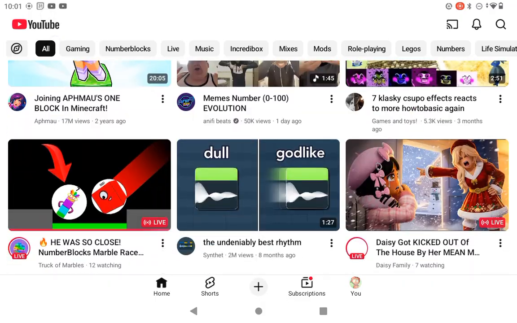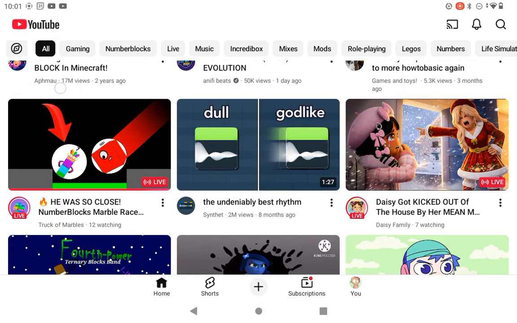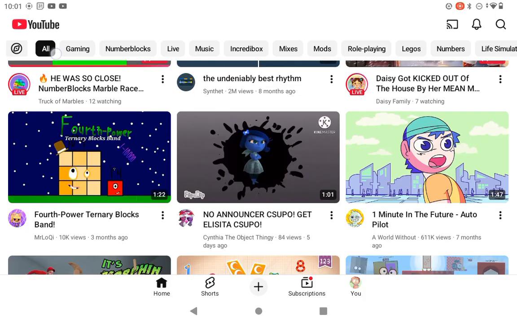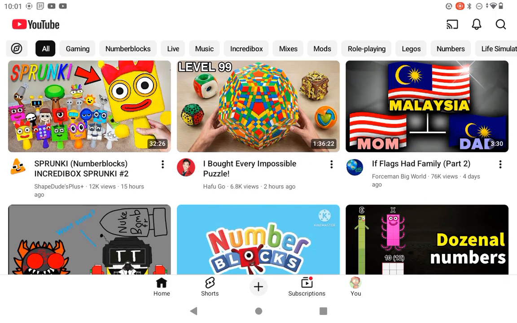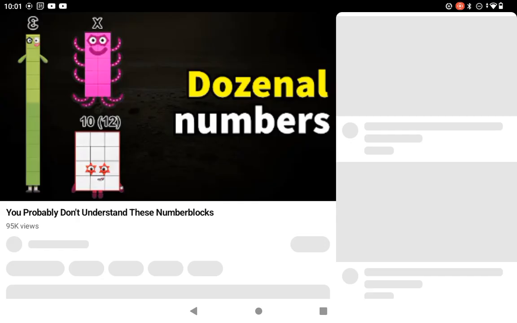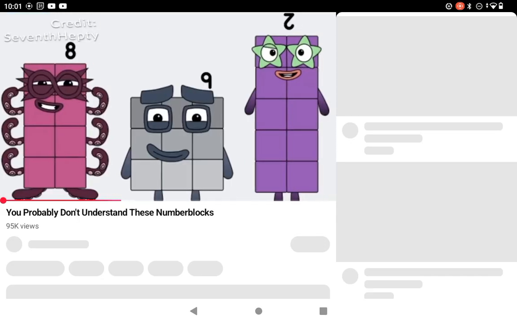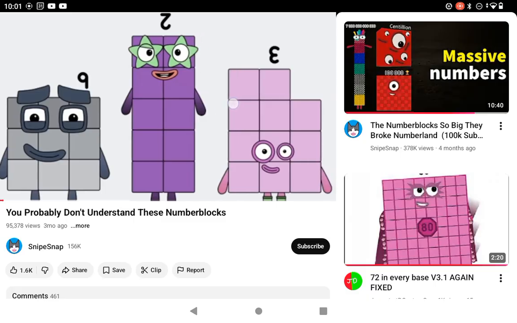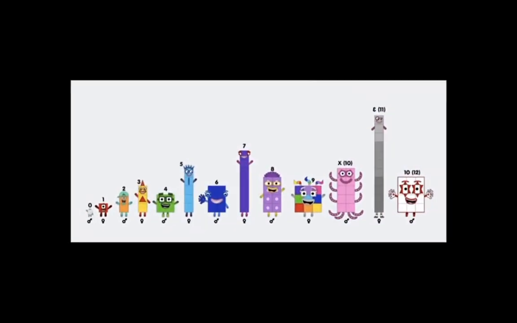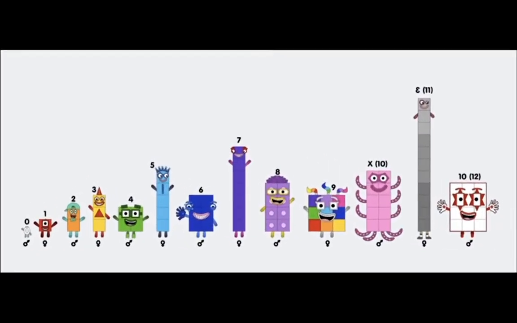Imagine a world where after 9 comes 2 entirely new digits you've never seen before. That's the idea behind the dozenal system, also known as base 12 or duodecimal. In our usual decimal base 10 system, we have 10 digits, 0 to 9. Dozenal, instead, uses 12 distinct digits. This means that we need 2 extra symbols or names for the values that we normally call 10 and 11.